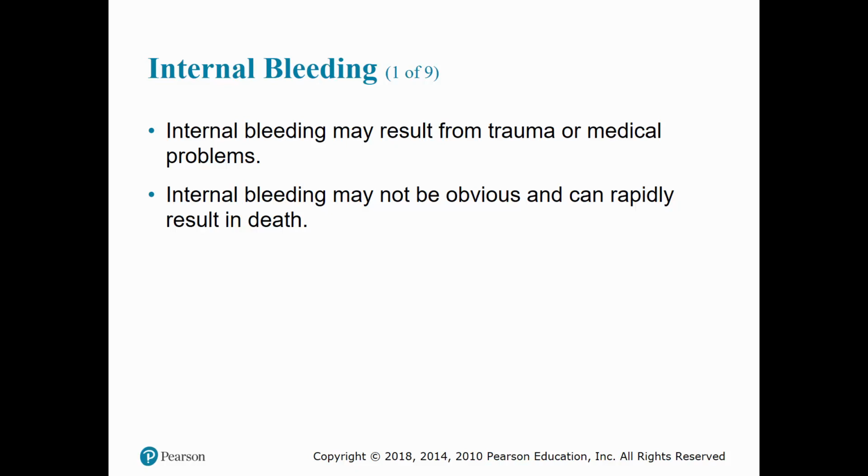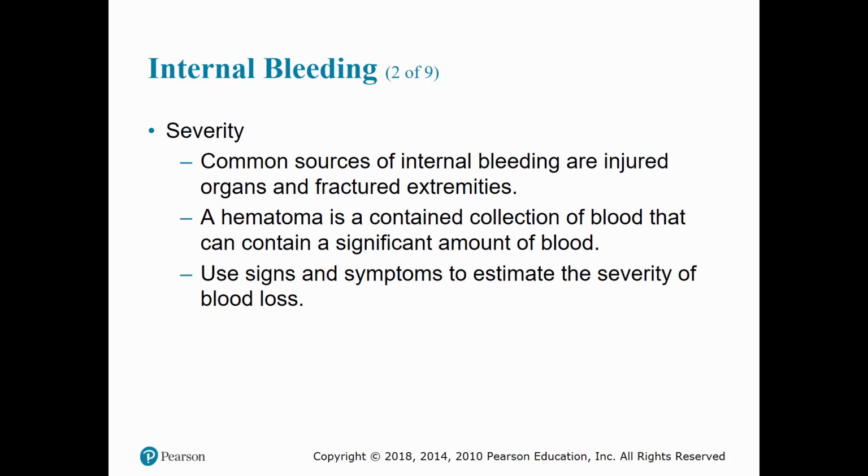Internal bleeding, or bleeding within the body organs, can result from either trauma or medical problems. With this, bleeding may not be obvious at first and can rapidly result in the death of the patient. Common sources of internal bleeding may involve injured organs and fractured extremities. A hematoma is a collection of blood underneath the skin. So you want to look at your signs and symptoms to estimate the severity of blood loss.